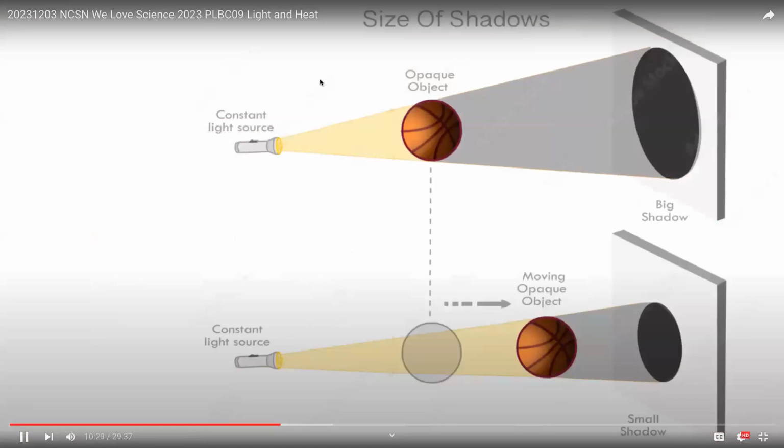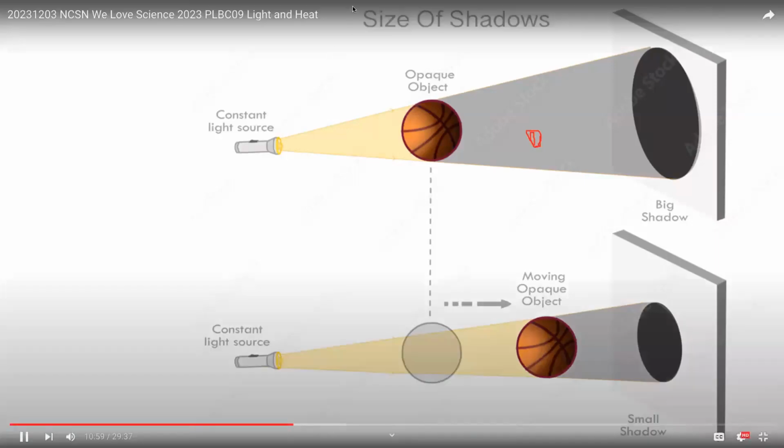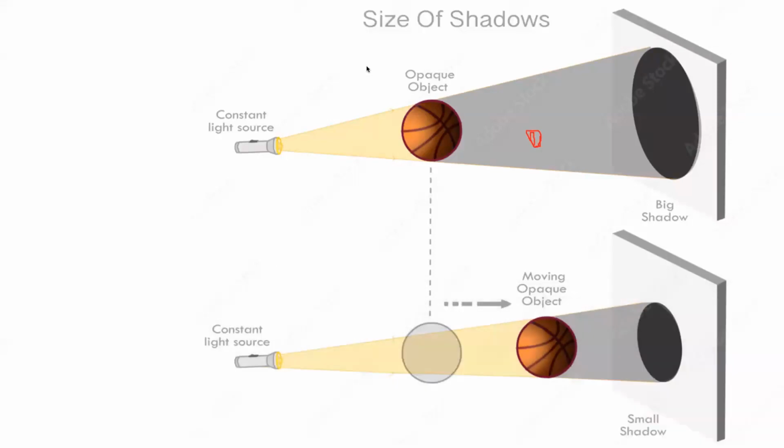After looking at the shape of shadows, let's look at the size of shadows. The size of the shadow changes if the distance between the object and the light source changes. The shadow of an object becomes bigger if the light source is moved closer to the object, as shown in the top diagram here. Next up, it becomes smaller if the light source is moved further away from the object.